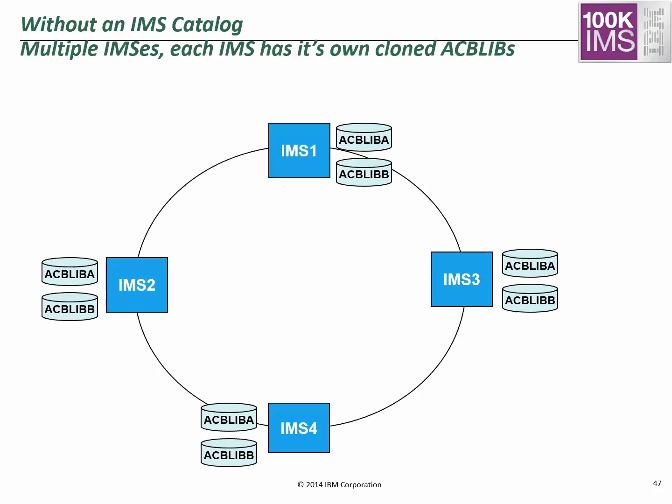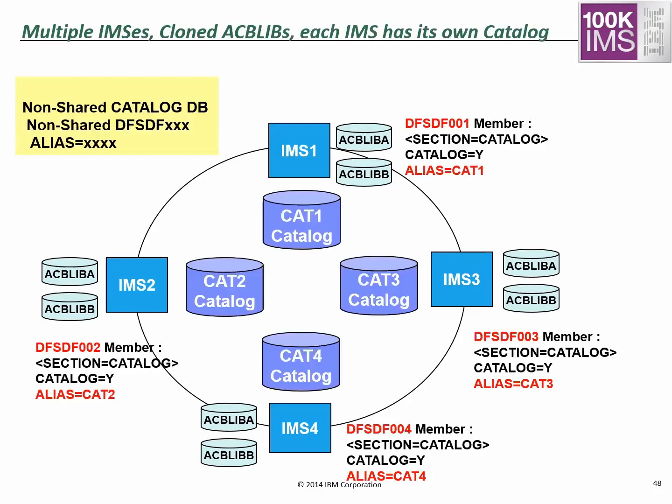Another configuration might be you've got 4 IMSs, IMS 1, 2, 3, and 4, and you're not sharing the ACB library, right? This is an IMS Plex, but you're not sharing the ACB library because you didn't want a single point of failure. Maybe you're one of those clients, and that's fine. So each IMS has their own ACB library. It might be cloned ACB libraries, but nevertheless, each IMS has its own ACB library, and that's fine. We have clients that do that. So when you implement the catalog, here are your catalog configurations.